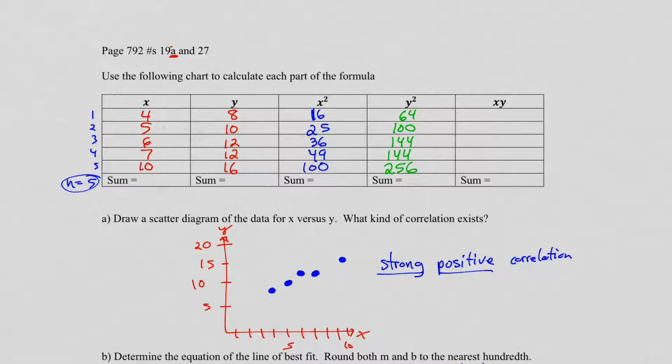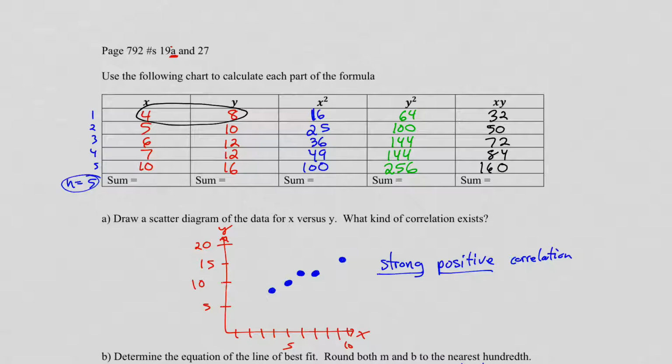And then the product of x and y, you just look at the x and the y and multiply them. So we're going to do basically these two. That's 32. 5 times 10 is 50. 6 times 12 is 72. 7 times 12 is 84. And 10 times 16 is 160.